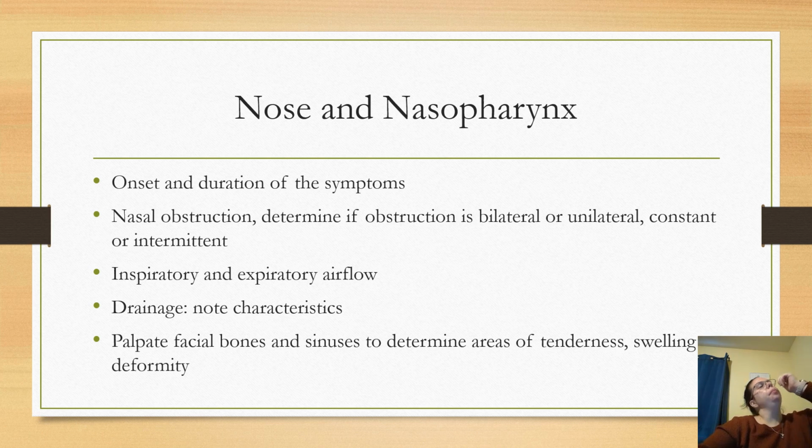You want to know, just like we've talked about with your old carts, what's the onset? What's the duration? When did it start? Is it getting worse? Is it getting better? Is there any type of obstruction in the nasal cavity? Is it bilateral, unilateral, or is it all the time? Do people just feel plugged and congested all the time? Are they still able to breathe in through their nose and out through their nose? If there's drainage, what color is it? Is it thick? And then you would palpate the facial bones and sinuses to determine areas of tenderness, swelling, or deformity.